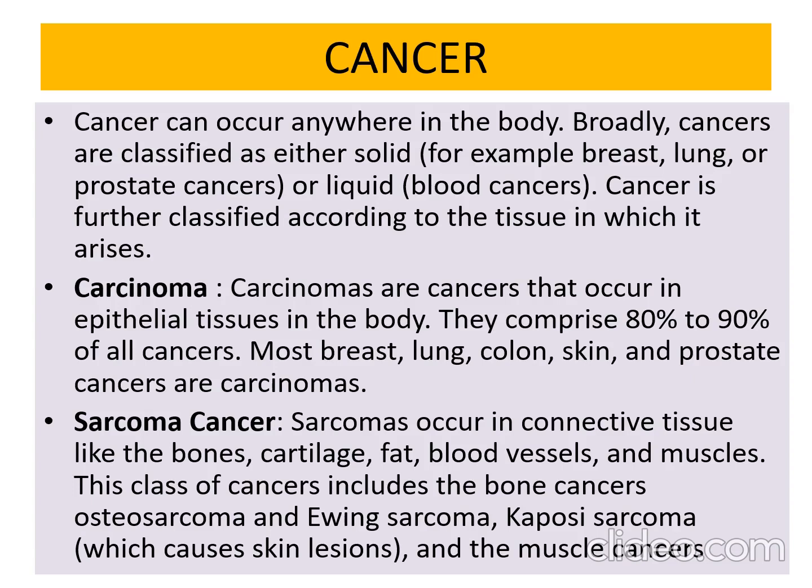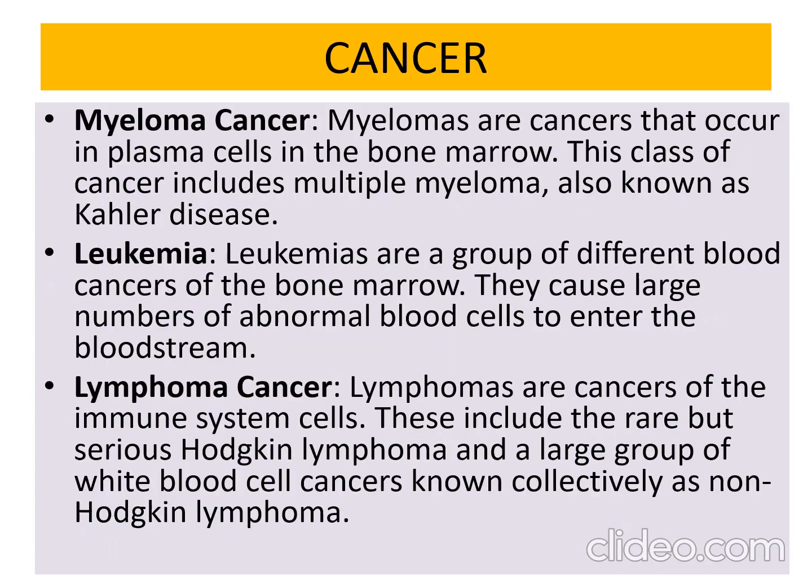Sarcoma. Sarcoma occurs in the connective tissue like the bones, cartilage, fat, blood vessels, and the muscles. The classes of cancer include the bone cancer, osteosarcoma, Ewing sarcoma, Kaposi sarcoma. They are the muscles cancer. Then is myeloma cancer. Myelomas are cancers that occur in plasma cells of bone marrow. This class of cancer includes multiple myeloma.